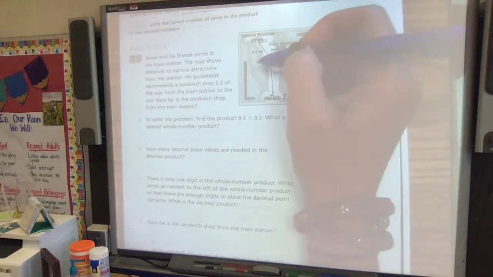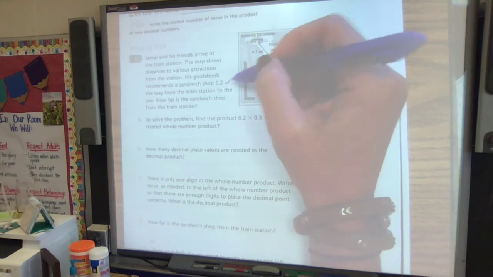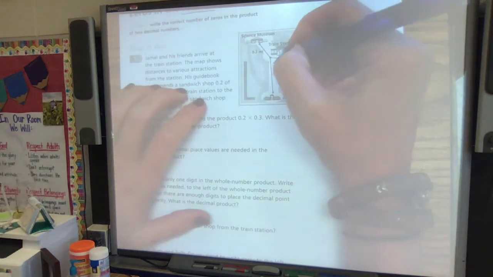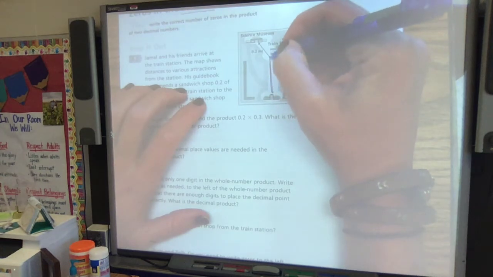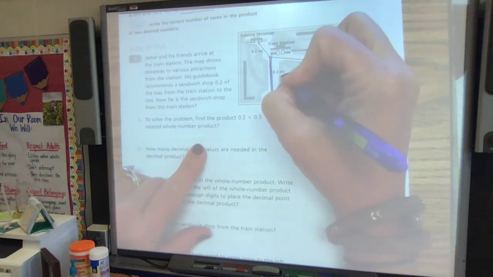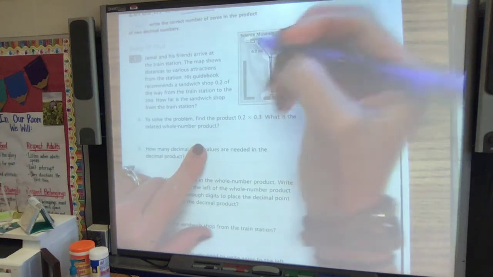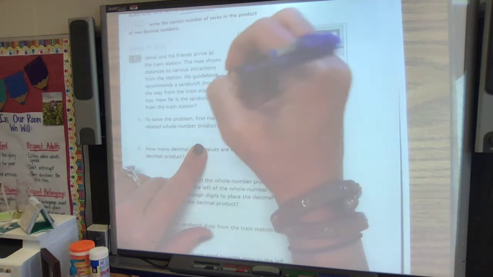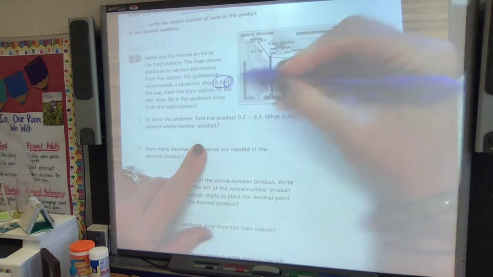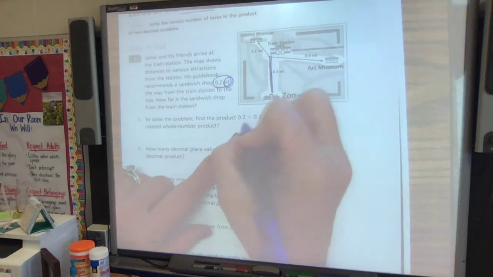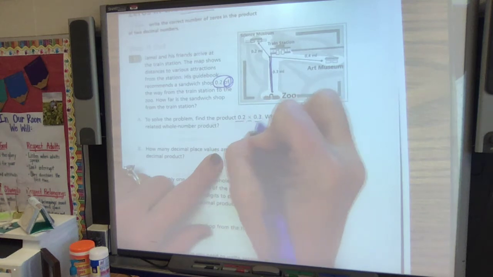Okay, so it says a sandwich shop 2/10 of the way from the train station to the zoo. So here is our train station to the zoo, and you can see from our picture it says that that is 3/10 of a mile away. But the sandwich shop is 2/10 of that. See that word of again. So we're finding the 2/10 of this distance. So our product, it tells us, is 2/10 times 3/10.